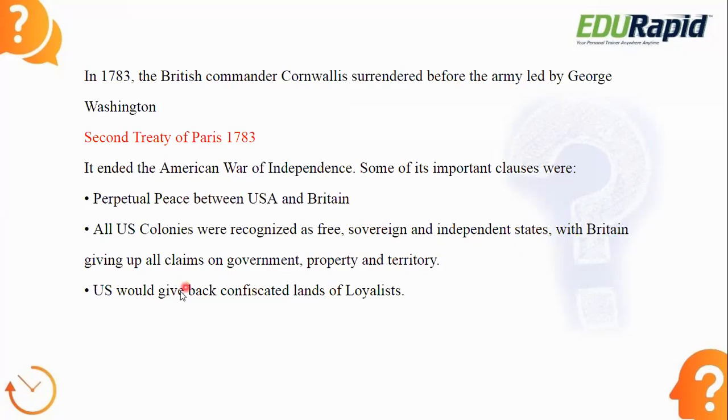So next, the US would give back confiscated lands of loyalists. Okay, so these are the three different norms involved in the Second Treaty of Paris. It happened in 1783. Okay, so with this, the American War of Independence was completed. They got independence. Okay, so I hope this is clear to you.